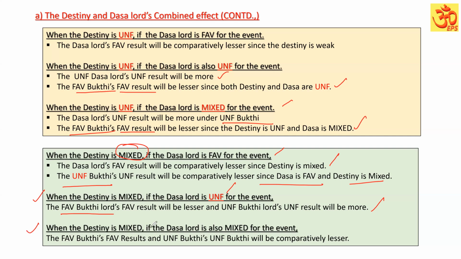When the destiny is mixed, if the Dasa Lord is also mixed, the favorable Buddhi's favorable result and unfavorable Buddhi's unfavorable result will be comparatively lesser because both are mixed. I think you are able to understand this one. So I have given a few examples for your better understanding of the concept.